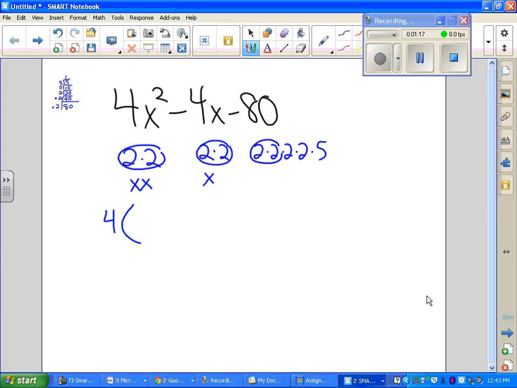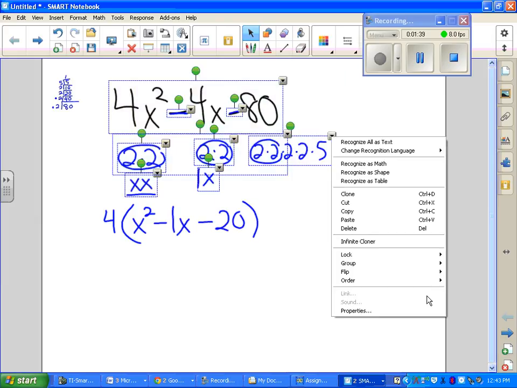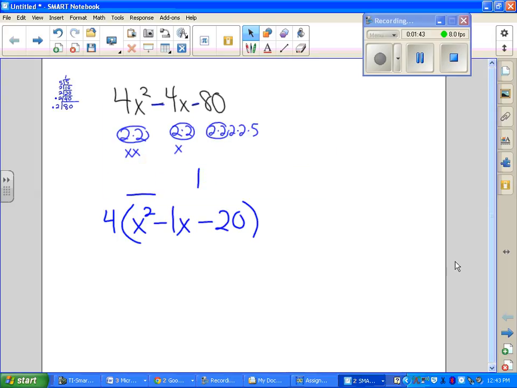In the first term, I circled an x squared, in the second a 1x, and in the last a 2, 2, and a 5. 2 times 2 is 4. 4 times 5 is 20. All right, so I have that. This makes it a little smaller, so I can use the whole board, but you can still see where I got this from.